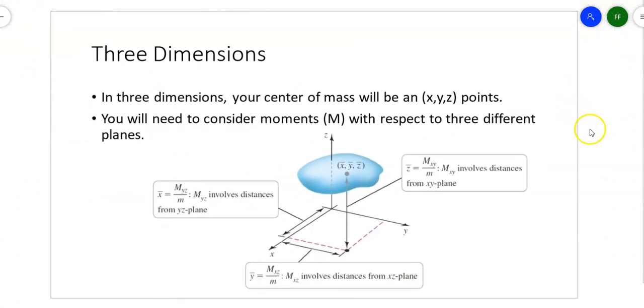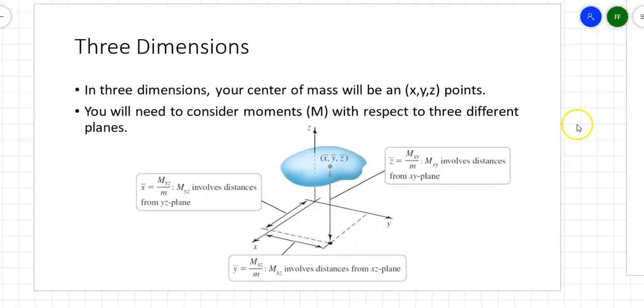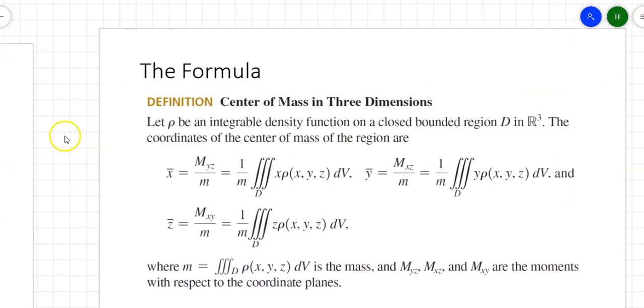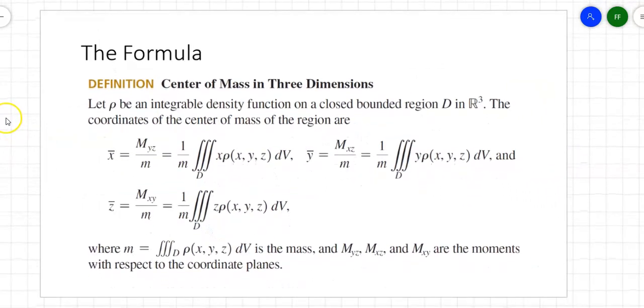If you have 3 dimensions and you want the center of mass, now you've got 3 coordinates in that center of mass. You've got an x, a y, and a z. So now it gets a little bit more complicated because you've got to have the moments in the yz plane, the moments in the xy plane, the moments in the xz plane.